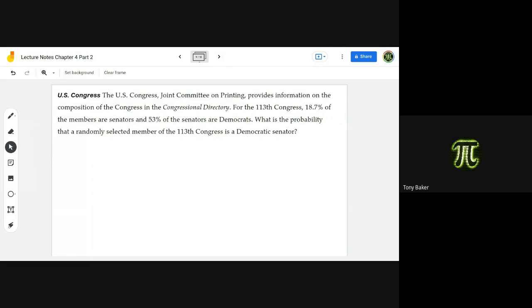So this is the 113th Congress, which I'm not sure what year this was in. This is the composition of Congress. In the 113th Congress, 18.7% of the members are senators, and 53% of the senators are Democrats. What is the probability that a randomly selected member of the 113th Congress is a Democratic senator?